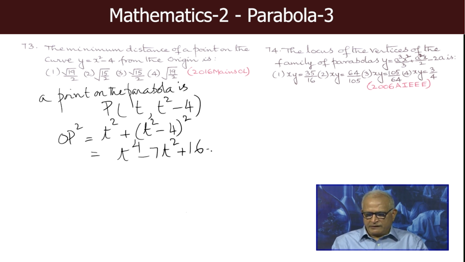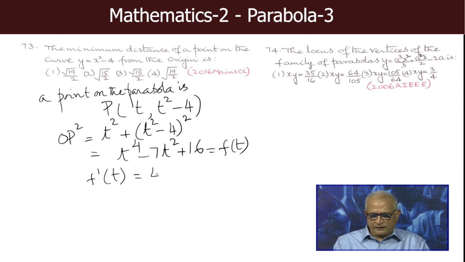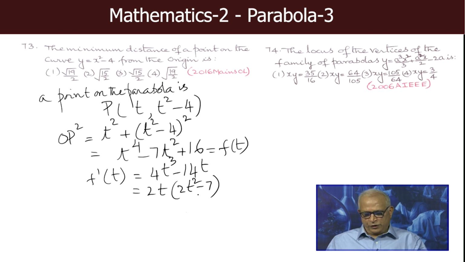You call it as f(t). Then f dash t, using little calculus, is 4t cubed minus 14t, or 2t into 2t square minus 7. Well, t cannot be 0, because when t equal to 0, P will be the origin. So, that point of course does not lie on this parabola. Therefore, t square equal to 7 by 2. That gives the minimum value for OP.